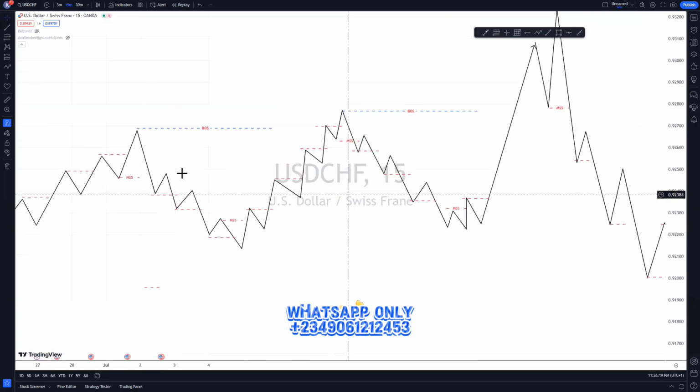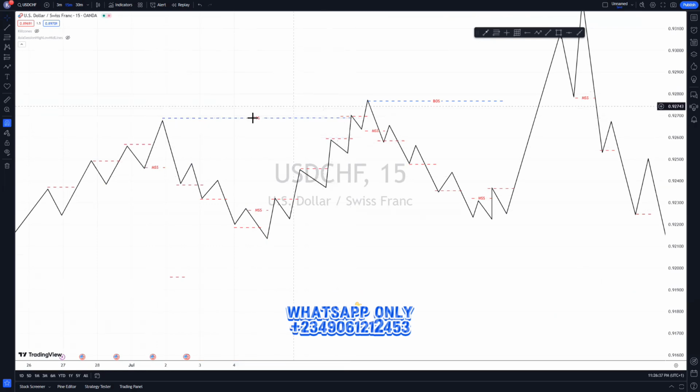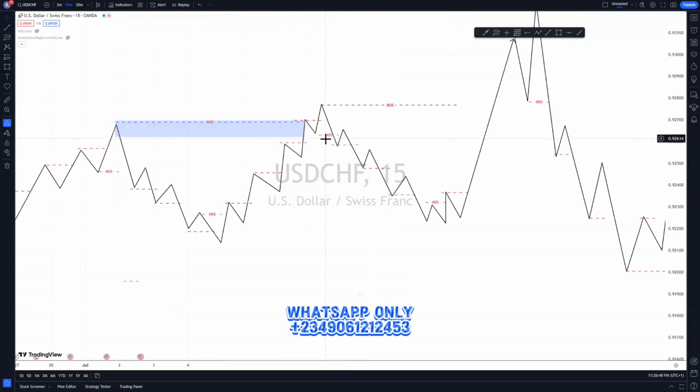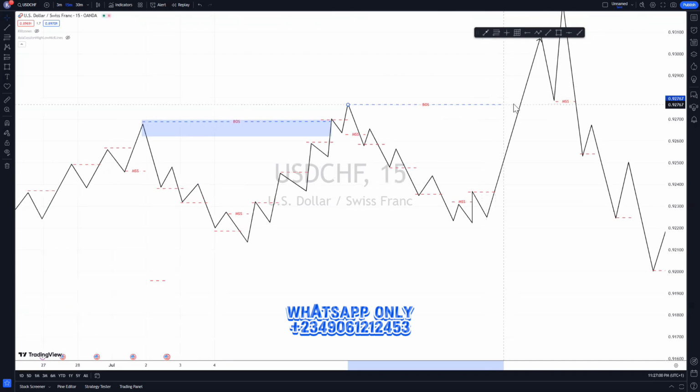Like in this case, you can see all this internal market structure shift are just minor market structure shifts, minor break of structure, minor break of structure, minor market structure shift, minor BOS, all these are minor. But then at this point, this is where we have a major BOS, simply because this higher high has now been broken. At this break of structure, this is a major break of structure. Now this is the minor market structure shift, this is a minor break of structure, minor break of structure, minor break of structure, minor MSS. But then at this point we have a major break of structure, because this is a break of a swing point.